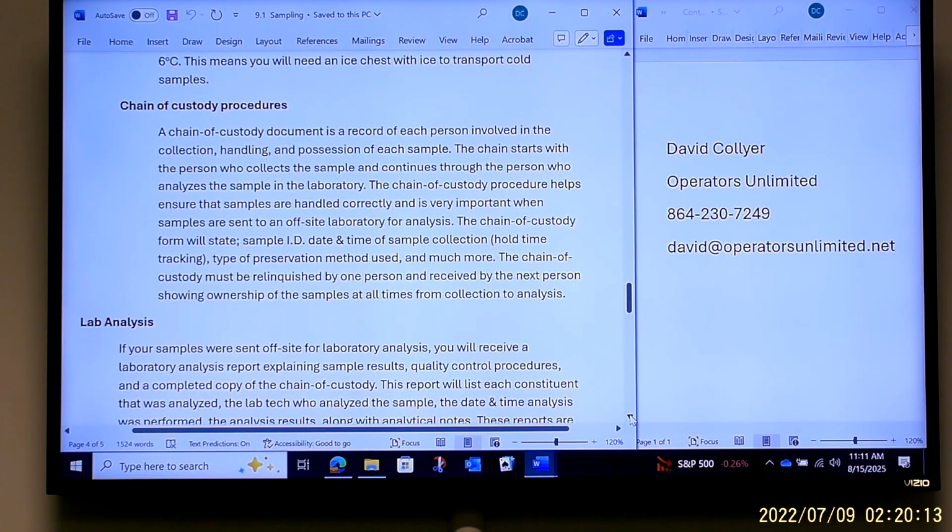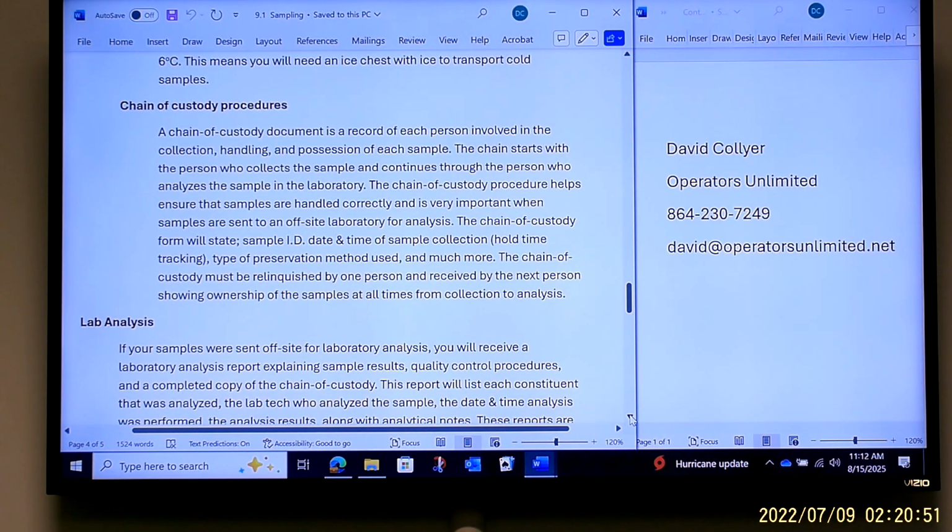Chain of custody procedures. The chain of custody is a document, and you record each person involved with the collection, handling, and possession of each sample. The chain starts with the person who collects the sample and continues to the person who analyzes the sample in the laboratory. The chain of custody procedure helps ensure that samples are handled correctly, and it is very important when samples are sent to an off-site laboratory for analysis.